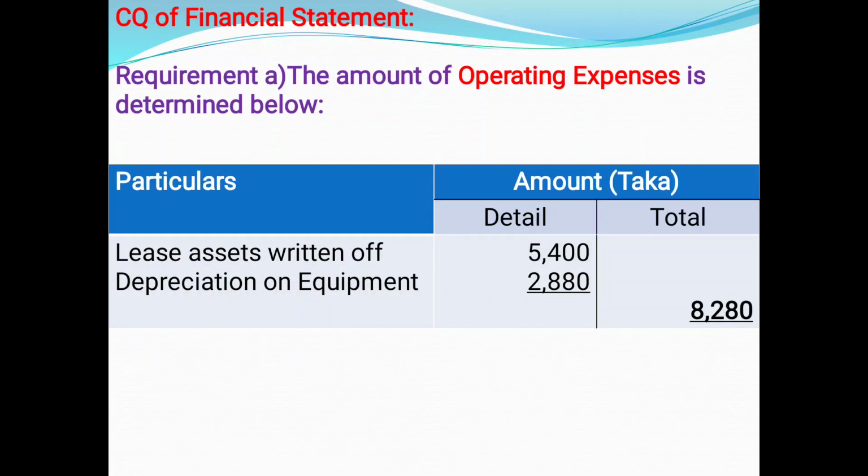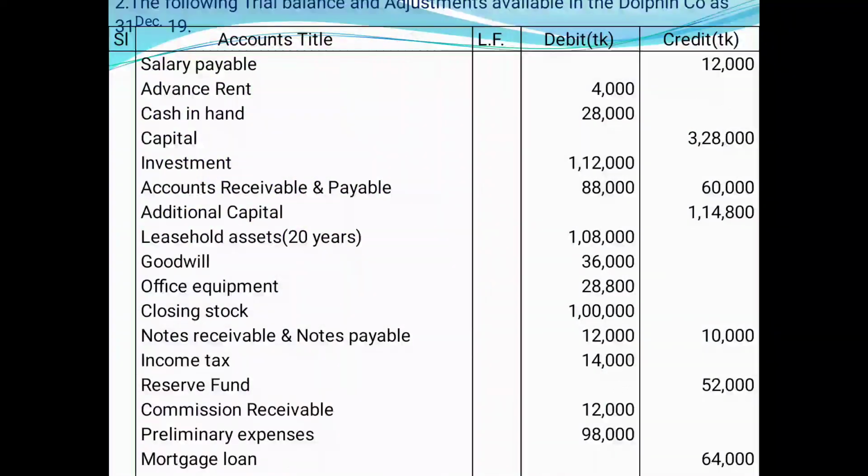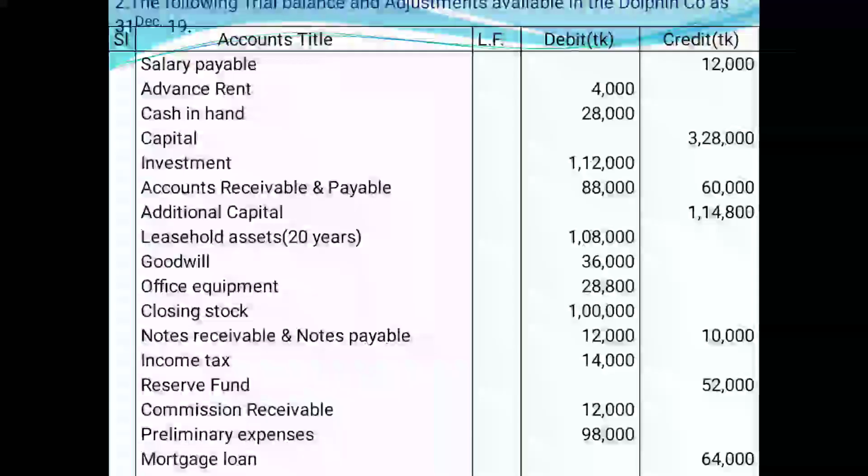Dear learners, I think you have written the question in your accounting practice copy, trial balance and adjustment. Now at first I will discuss each item of trial balance, where ledger balances are to be shown and the different ledger balances. First item, salary payable.